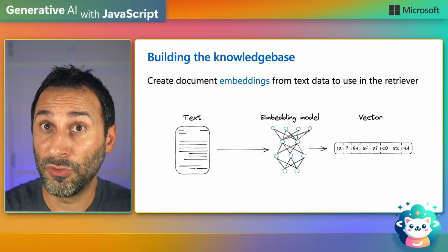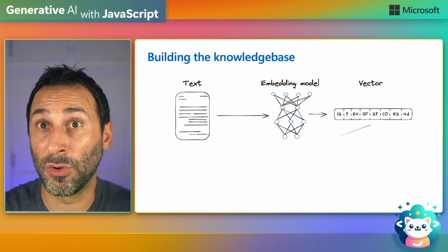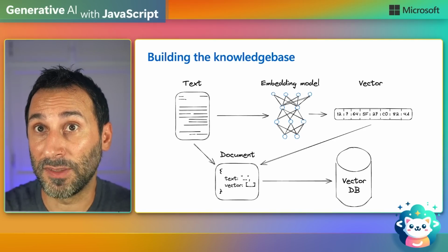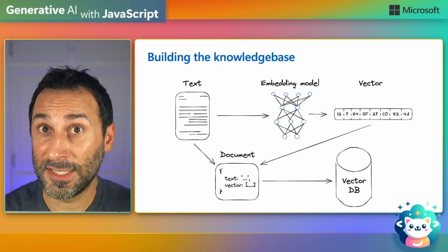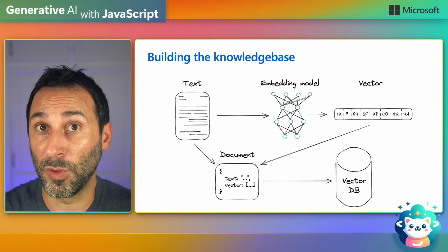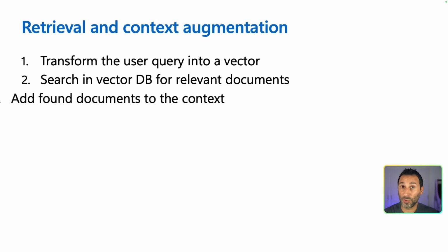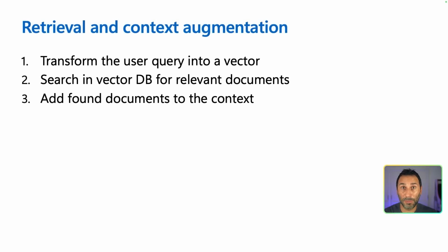Next, you put together the vector along with the original text to create a document and store it inside a vector database. You repeat this process for every document that you want to include in your knowledge base. Once you've built your knowledge base, you can perform the retrieval and context augmentation process.